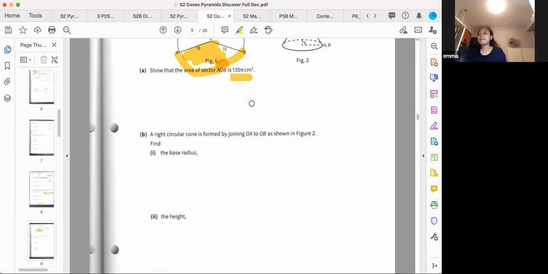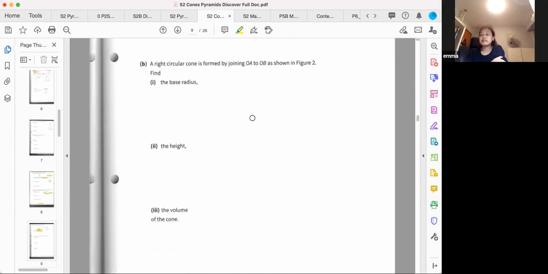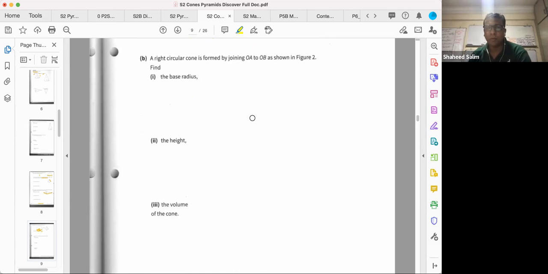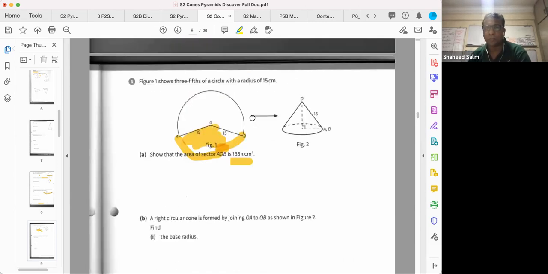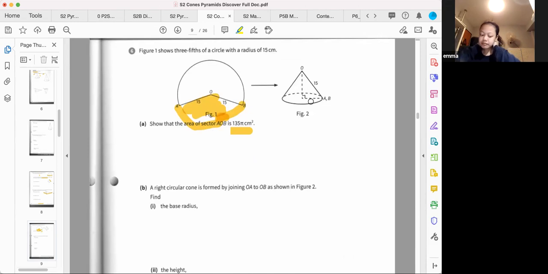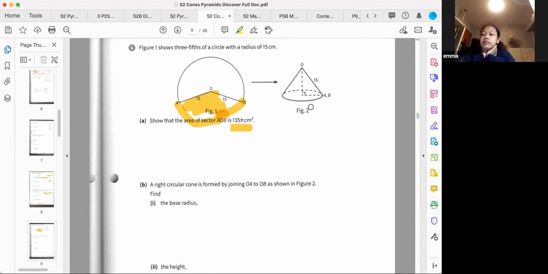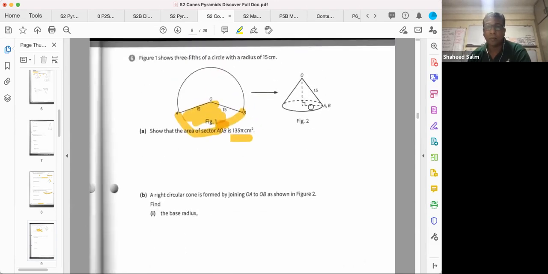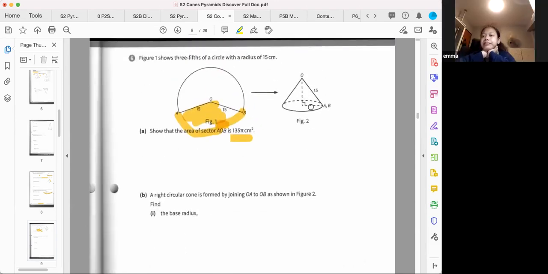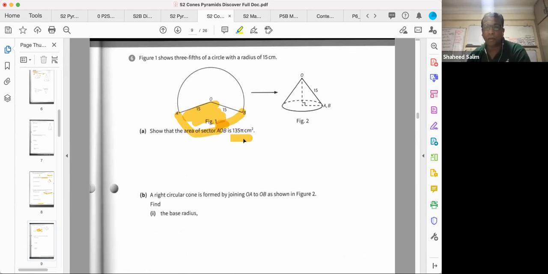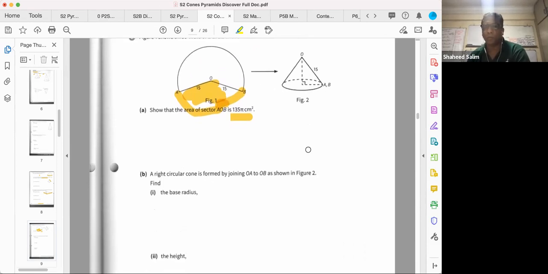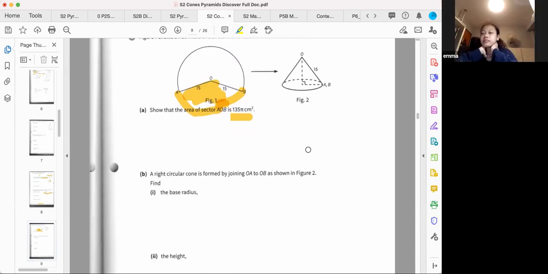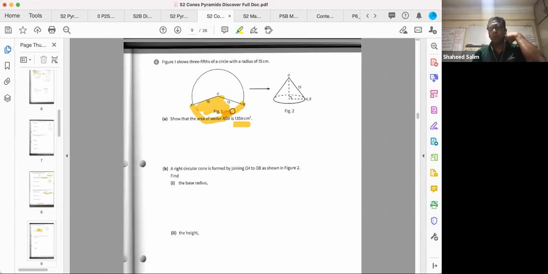Okay. A right circular cone. What is a right circular cone? Where is it? Is this the one? I think a right circular cone is, yeah, okay. Is formed by joining OA and OB. Okay, same thing like this in figure 2. Find the base area, base radius, sorry. Base radius. You can use this already, yeah? Okay, you don't need to prove this.